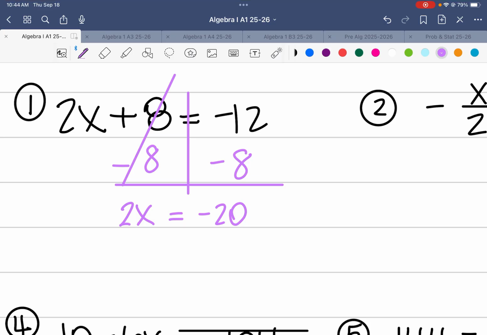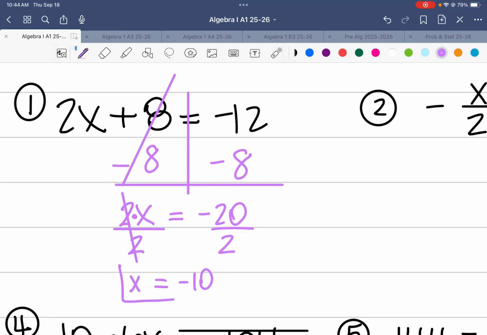What am I doing with my 2 and my x? If there's no sign, I assume it to be multiplication. How do I get rid of multiplication? We're going to divide both sides by 2. These are going to cancel out. X equals negative 10.